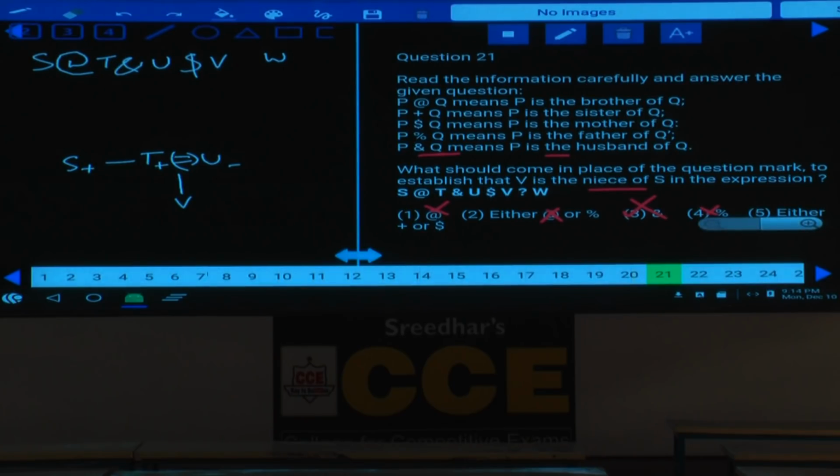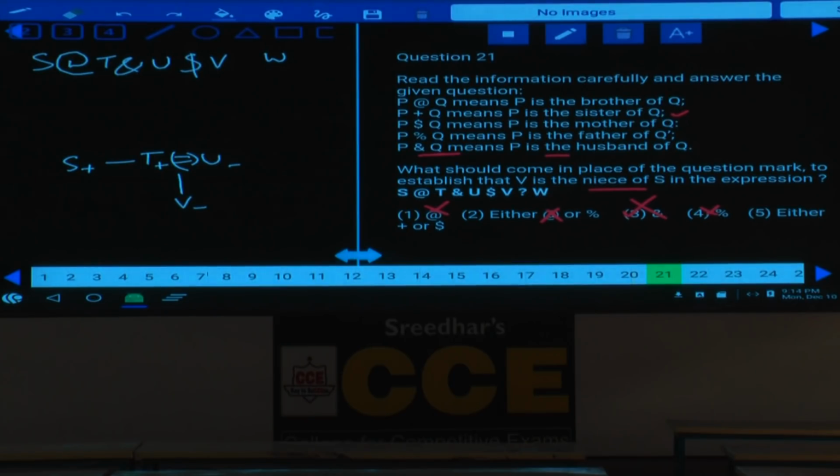This is also ruled out. Then choice 5. Only that choice is left over. Now let us check out the one with plus. What does this plus stand for? Plus is P is a sister. Now V is the sister of Q. As V is the sister of Q, V is a female. As V is a female, are we getting the answer or not?